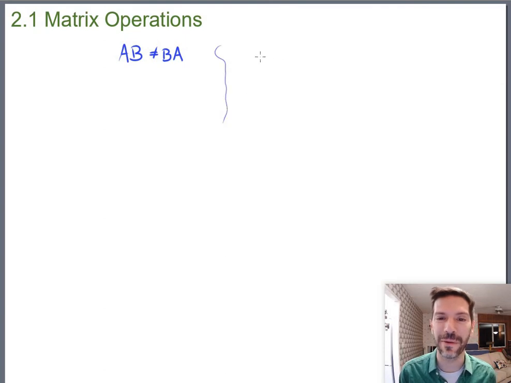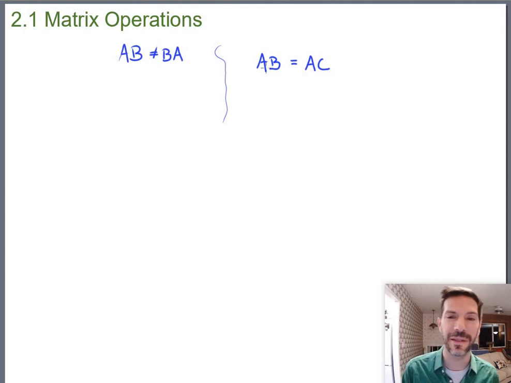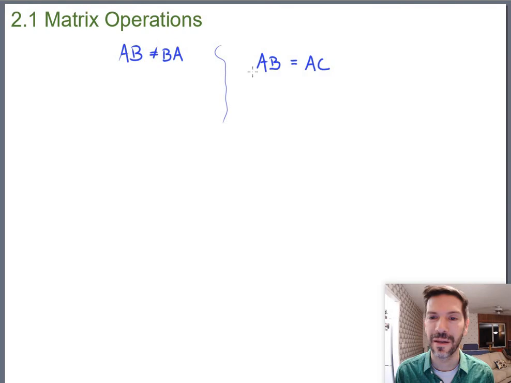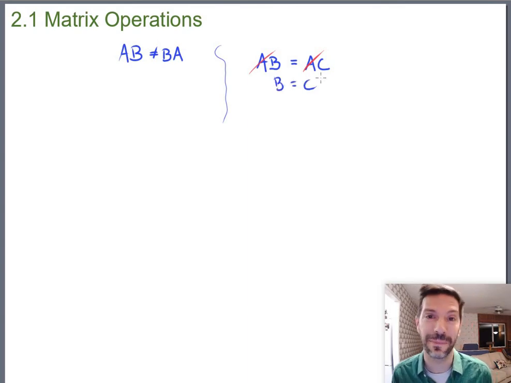One thing we're very used to from basic algebra: anywhere else in algebra, if A times B equaled A times C, you could cancel. And this would be a proof that whatever B was is the same thing as whatever C is. Not necessarily the case here.